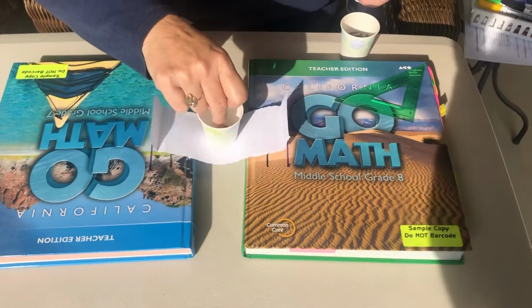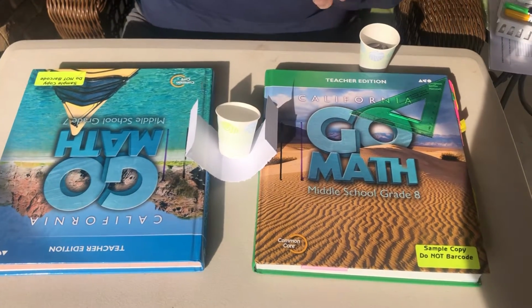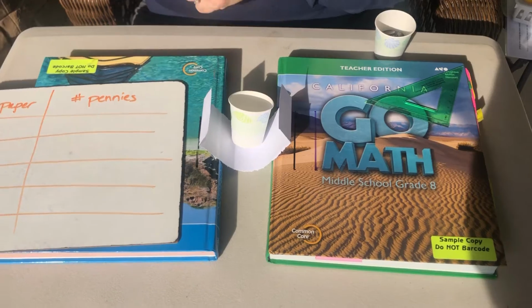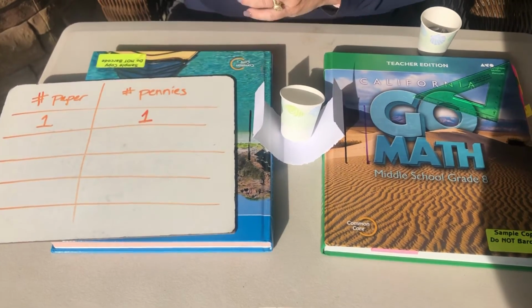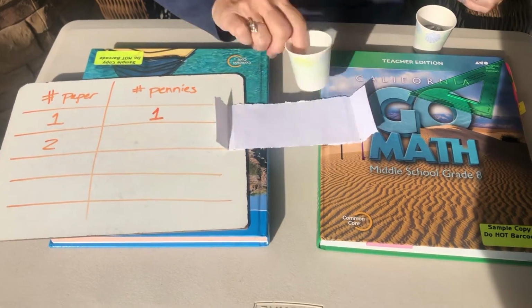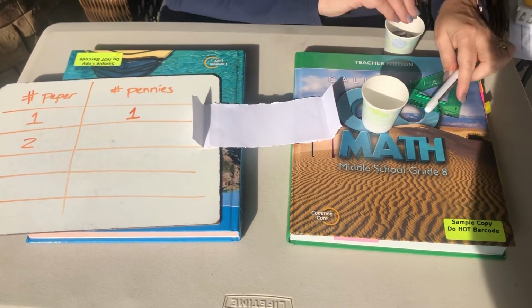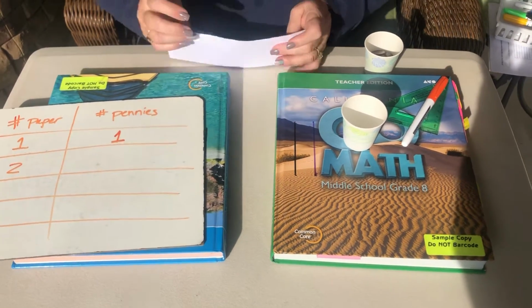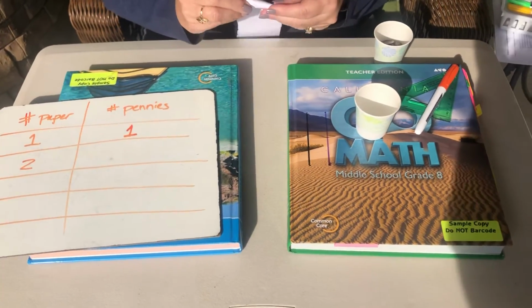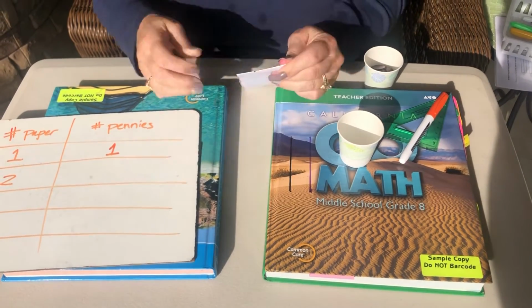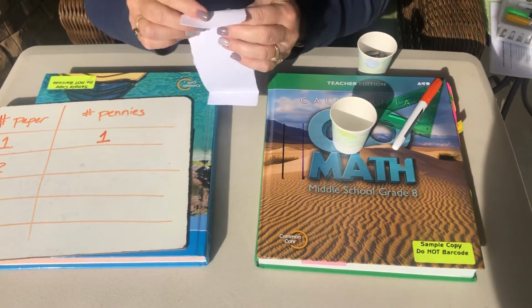Here's one, I'm going to put it in, oh, so basically 1 penny makes it collapse. So with one piece of paper, we have 1 penny making it collapse. Now we're going to do it again, but this time with 2 pieces of paper. I'm going to fold them at the 1 inch mark, just like we said, so that we have variables that are the same.